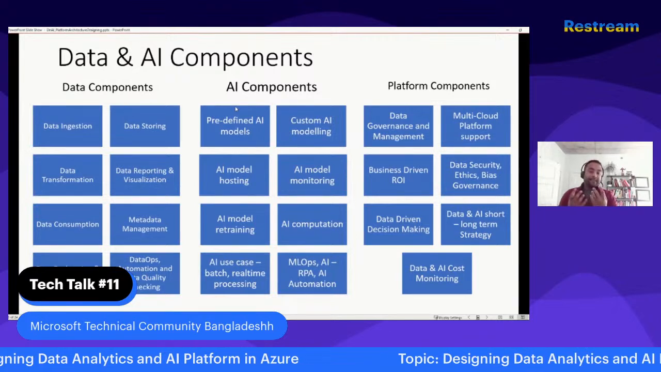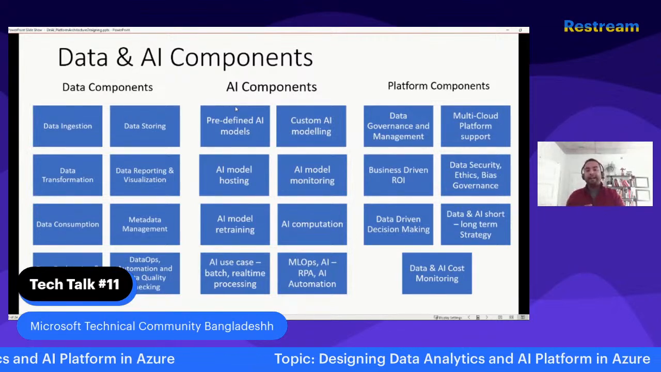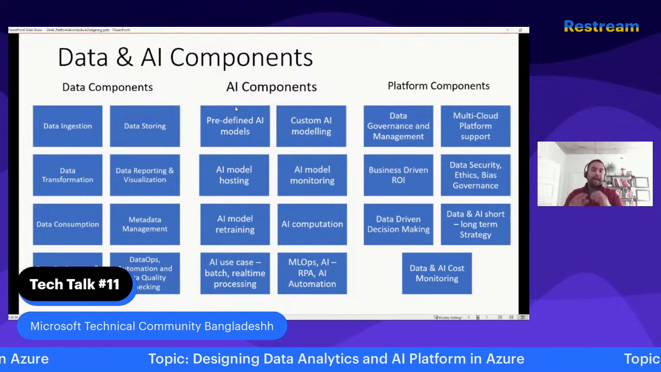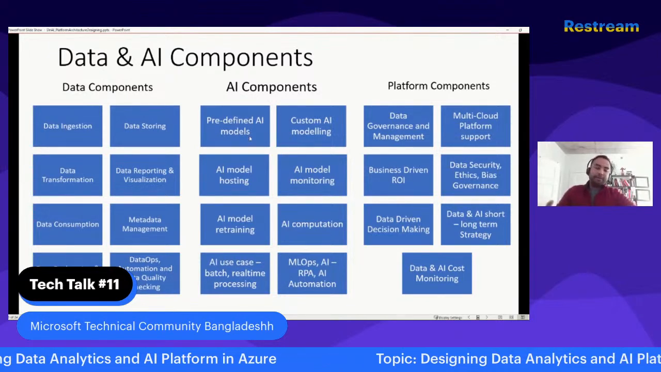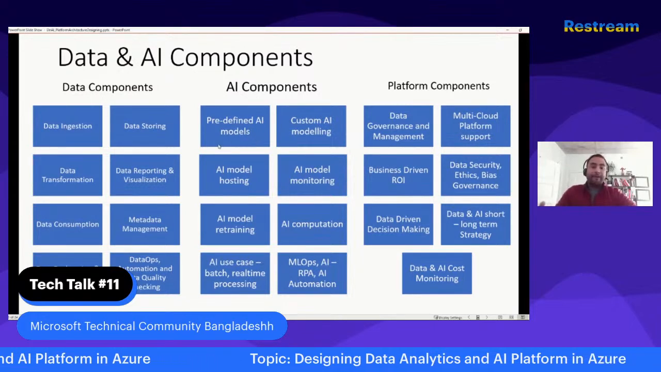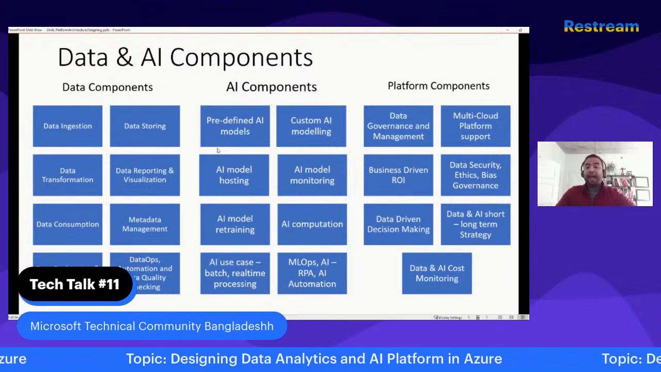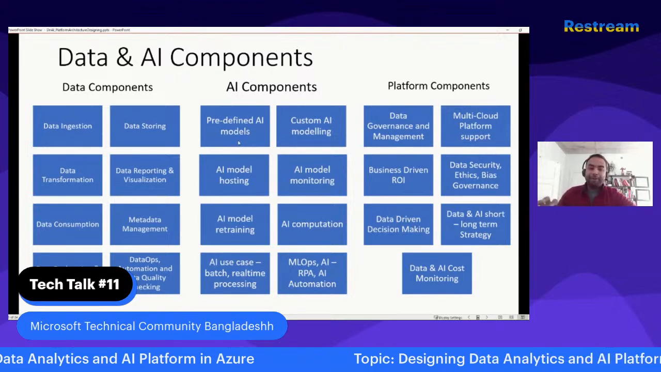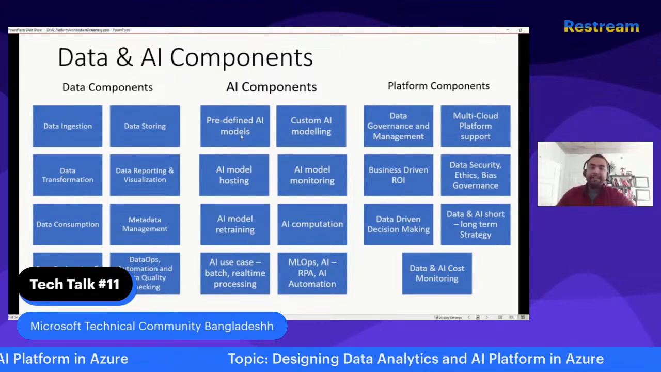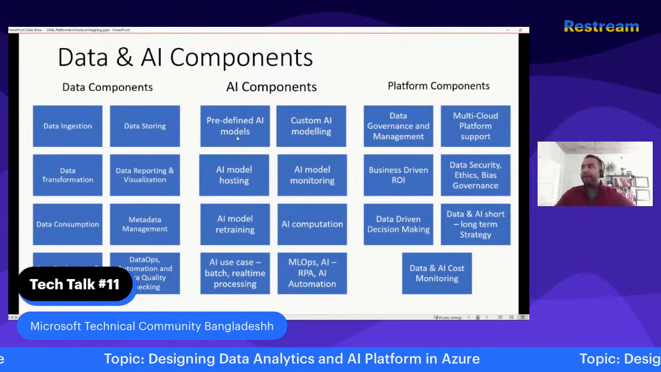So it can be face detection, it can be OCR, it can be text analysis, that kind of predefined model. For Azure, we have Cognitive Services and also AI Builder. A bunch of AI models are already there. All you need to do is connect them with your application and then use them as a RESTful API.